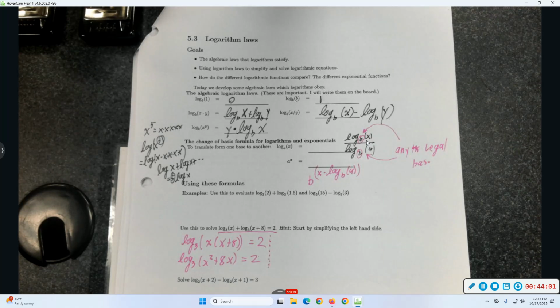Let's see. Put it in exponential form, because right now all the unknowns are inside of the log. If I put it in exponential form, then all the unknowns will just be on their own. So I think that'll make my life better. Let's see what happens when you do. What's the base?